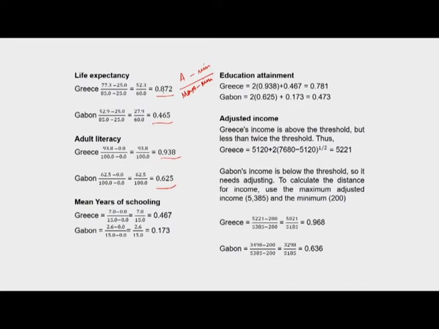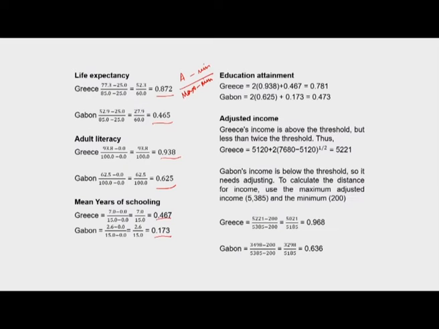So this is the life expectancy index, the adult literacy index, and the mean years of schooling index. Similarly, the mean years of schooling index was calculated for Greece at 7 years and Gabon at 2.6 years, the minimum being 0 and the maximum being 15. So accordingly we get 0.467 and 0.173.